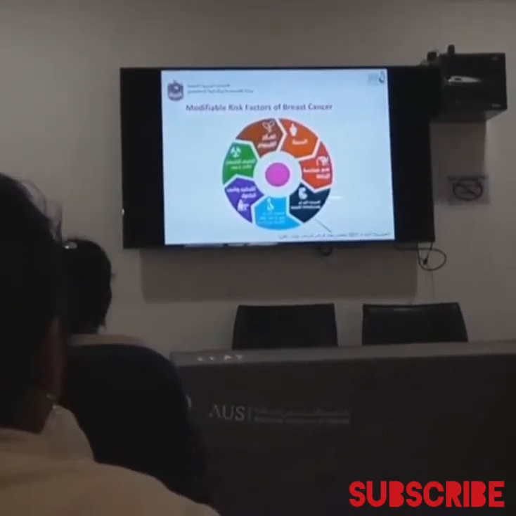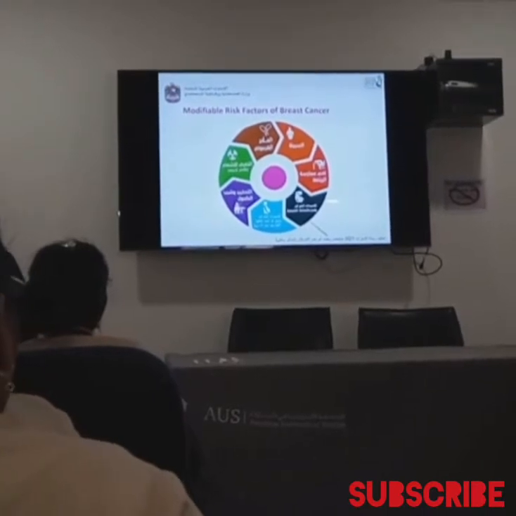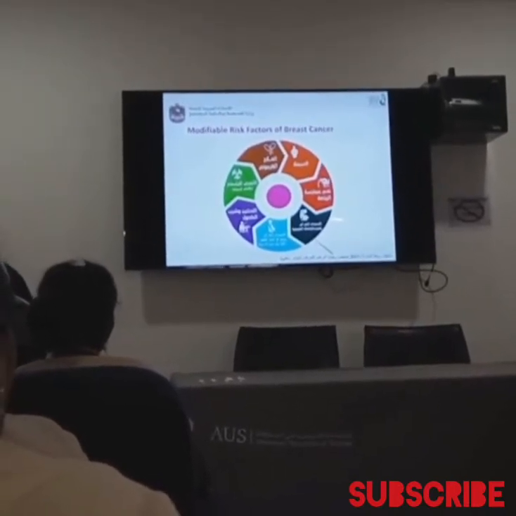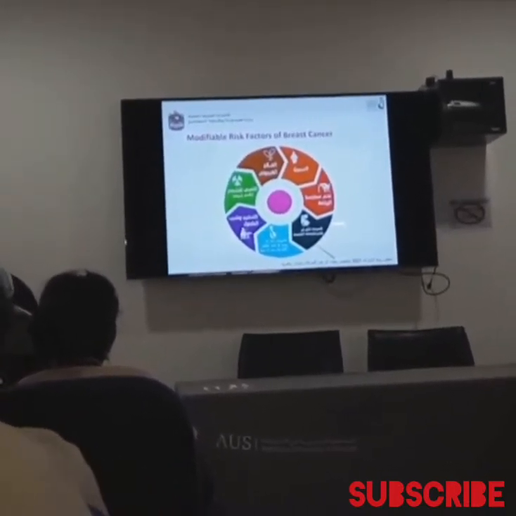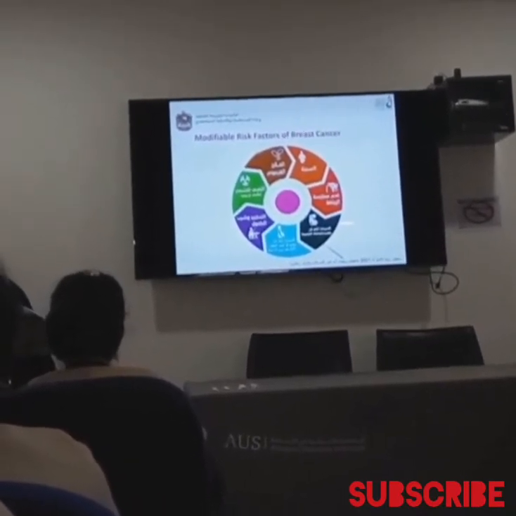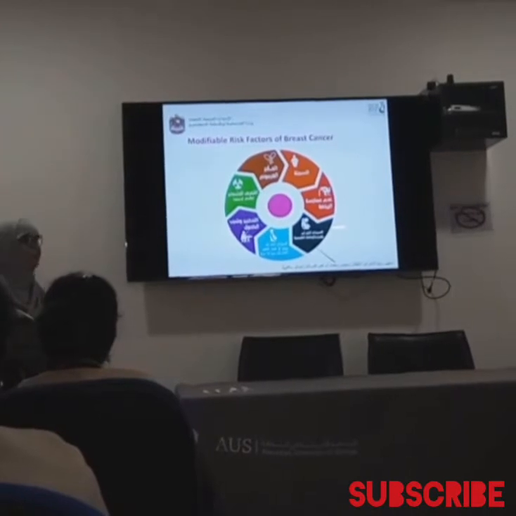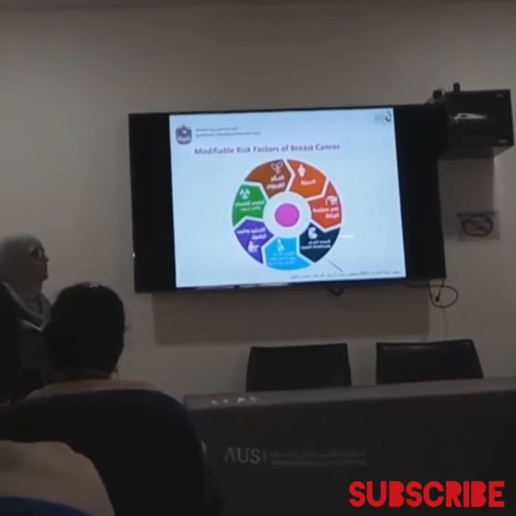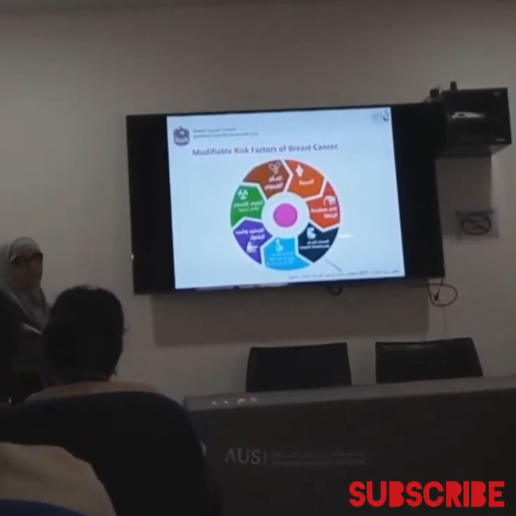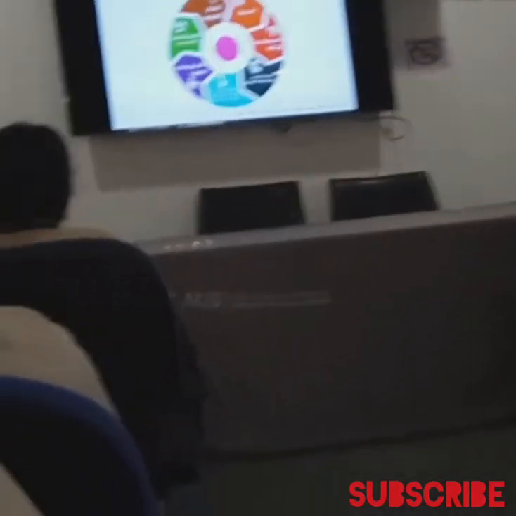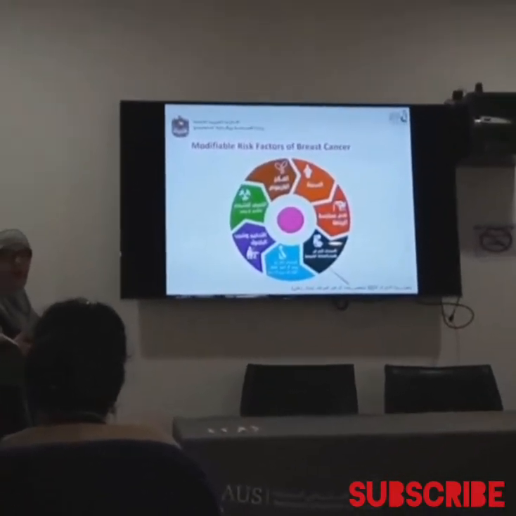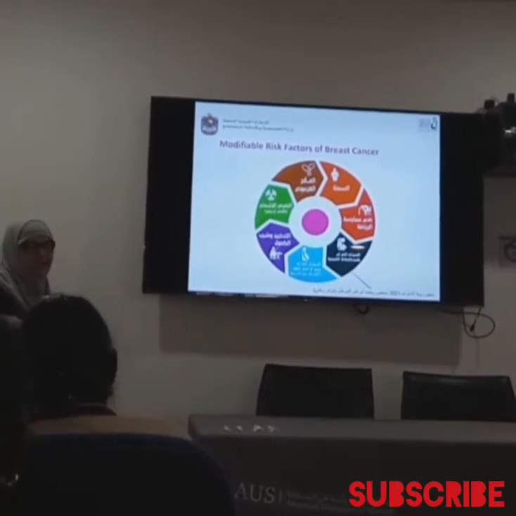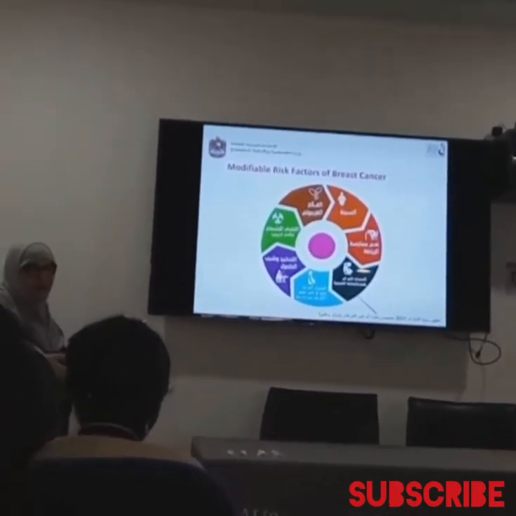These are the modifiable ones, which we can change. For example, obesity: we can lose weight, right? Not practicing exercise is a risk factor, but we can practice exercise and change this risk factor. Then breastfeeding is a good way to prevent breast cancer. Getting the first baby after 30: a married lady can plan to have her first baby before 30. We can stop alcohol and smoking, and in case we work in a place where there is exposure to radiation, we can find measures to minimize this exposure.